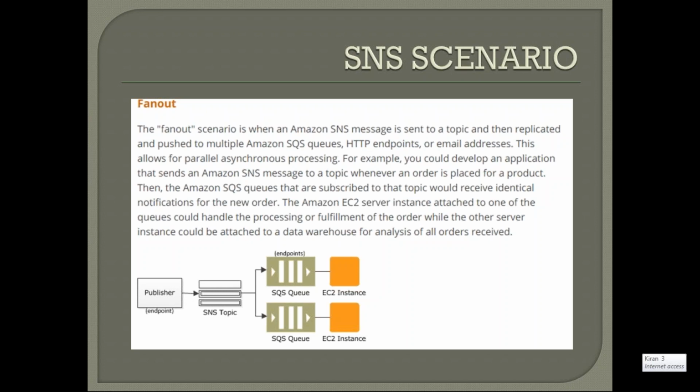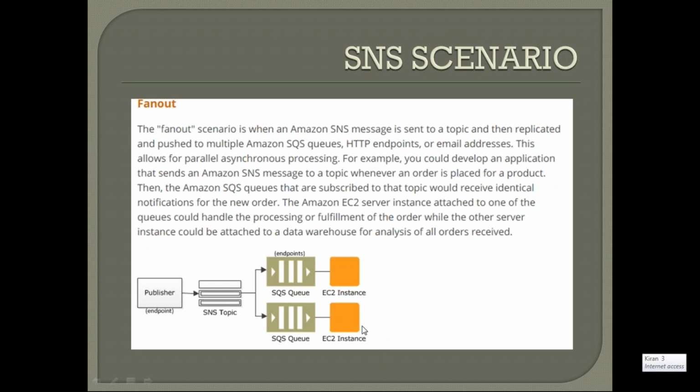So the Amazon EC2 instance attached to one of the queues could handle the processing or the fulfillment of the order, while the other server instance could be attached to a data warehouse for analyzing all the other orders. Say one instance is taking orders and sending the notification to an SQS queue, and this SQS queue is sending a notification that your order has been placed. So what will this SNS topic do? It will check who has placed the orders, and it will send those people a message that your order has been placed, and you will be delivered within some days.